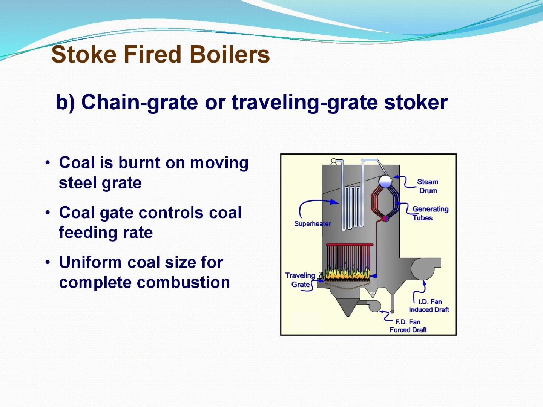Chain grate or traveling grate stoker. Coal is burned on a moving steel grate. A coal gate controls the coal feeding rate. Uniform coal size is needed for complete combustion.